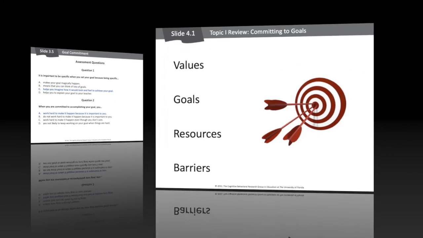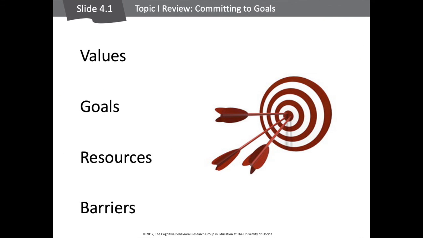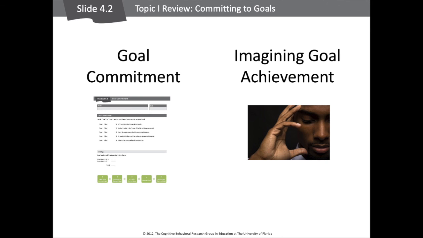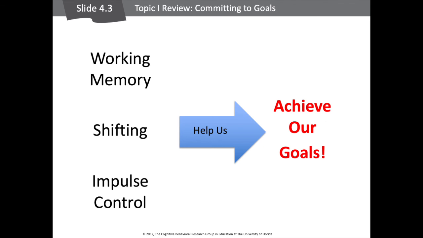In Lesson 4, we'll review the goal setting process. First, you learned about values and how they help you create goals. You also learned about resources and barriers related to reaching your goals. In one of the activities, you decided how committed you are to your goals. When you go through the goal setting process, you're using all three of the brain skills.